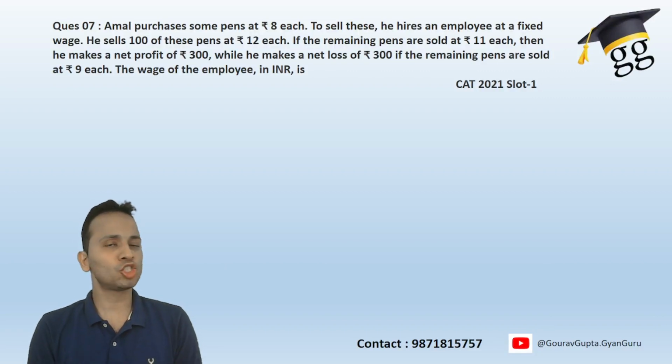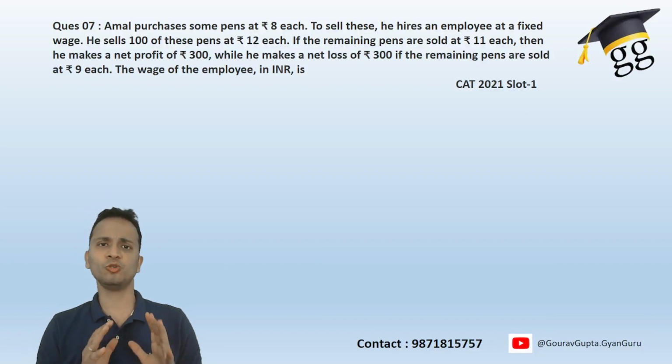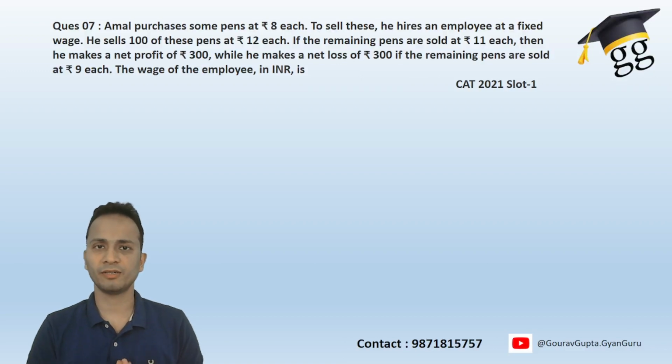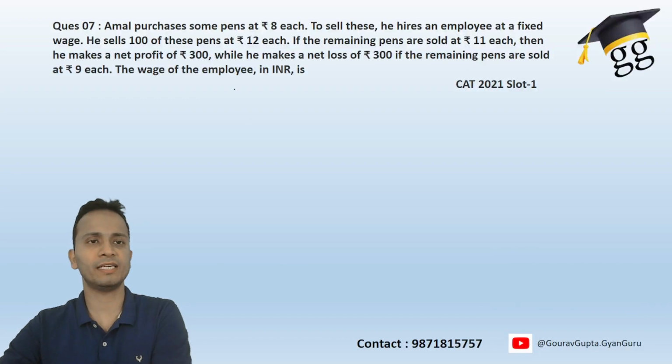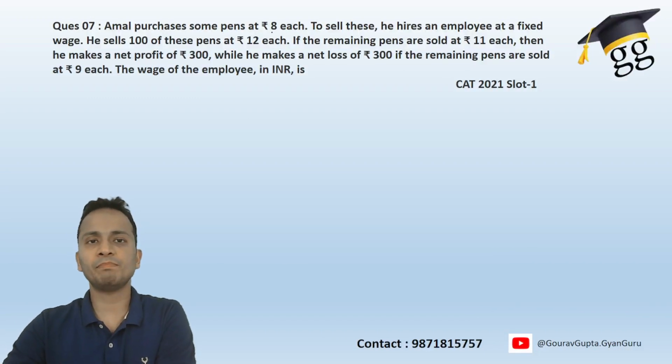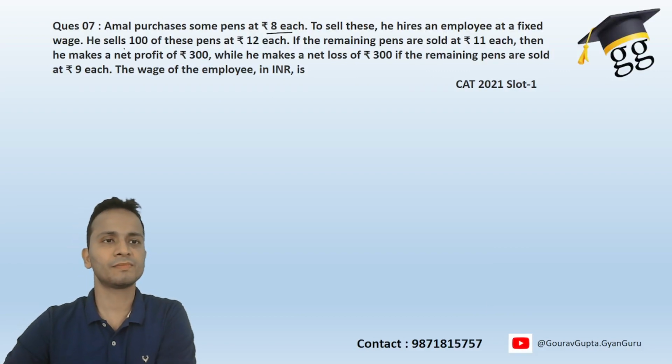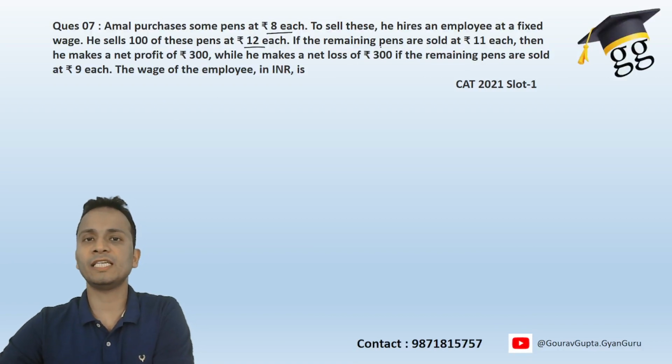Now it's totally up to you how much lengthy you can make this question, right? It's totally up to you. Best way, let's have a look at this. Amal purchases some pens at 8 rupees each. To sell these, he hires an employee at a fixed wage. Now, he sells 100 of these pens at 12 each, and the remaining pens are sold at 11 each.